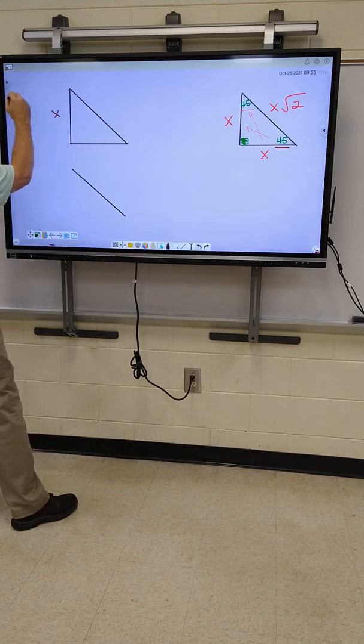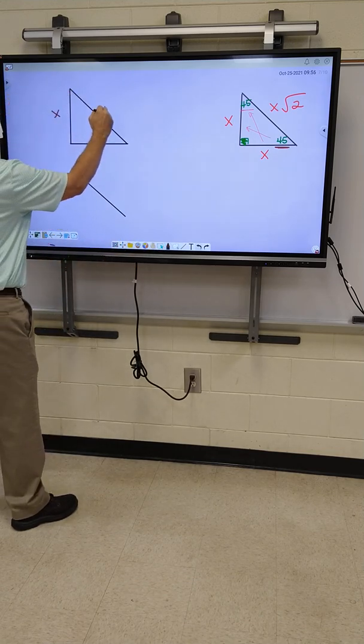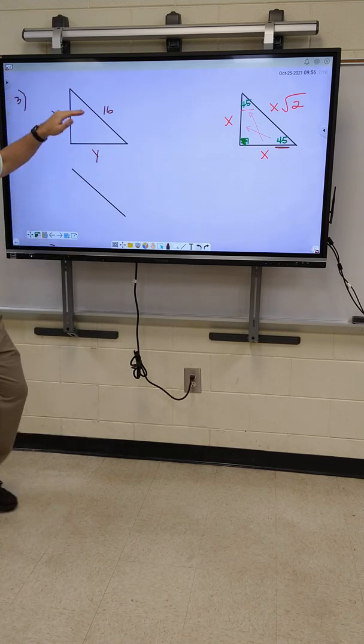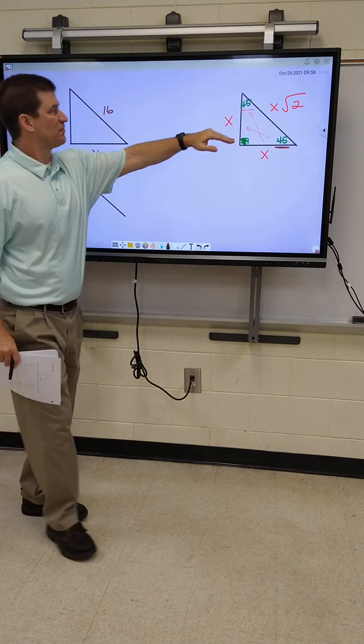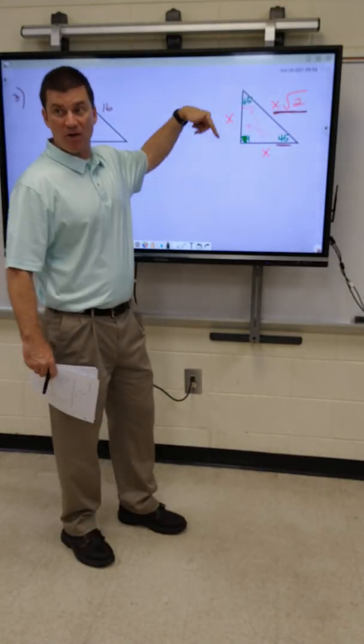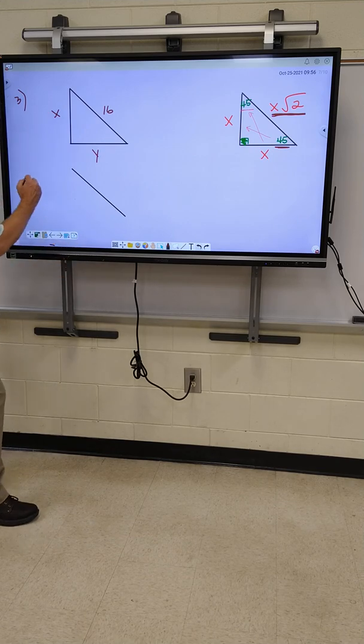All right, number 3. We got an x, we got a y, we got a 16. So, same deal. They have given us the hypotenuse. So if you look at your formula, they have already multiplied it by root 2. So if I got to go backwards, what do I do? We have to divide by root 2. So based on our first problem, let's see if it works. We're going to take half of the number on top, which is 8, and put a root 2 beside it.